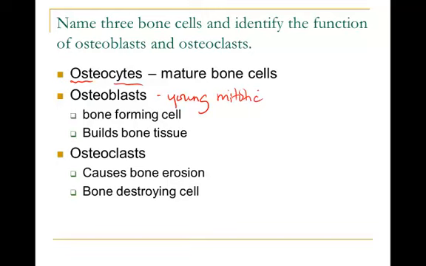Versus osteoclast, because we store our calcium in our bones, we need to sometimes go in and get the calcium for functions within the body. So it is a bone eroding cell, or it digs up the calcium for us. Bone destroying cell is what it does, but that's pretty extreme by saying that. It doesn't destroy all the cells, just maybe a few.